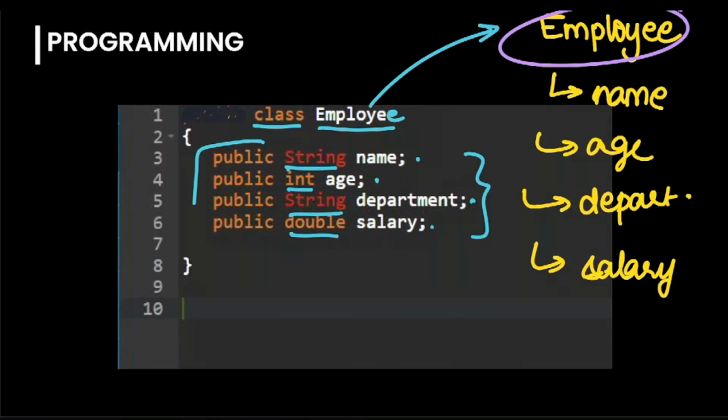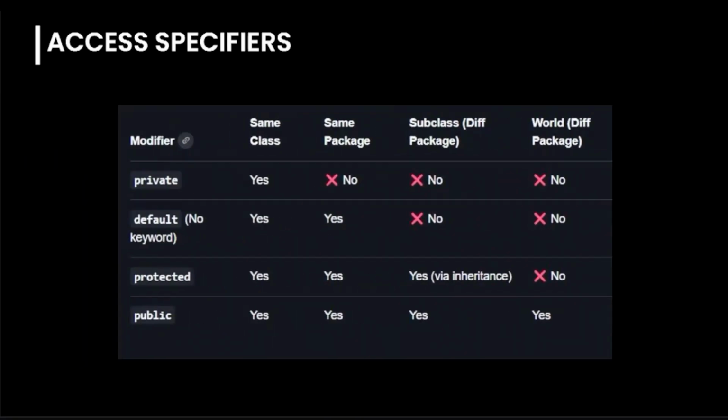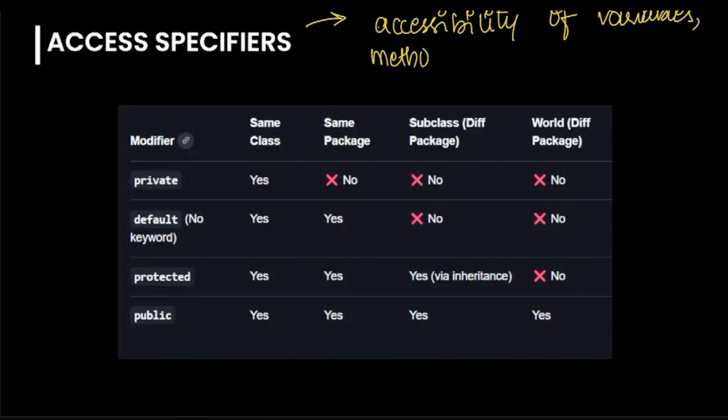Now look at what comes before that. You look at this word public. What is this? This is what is called an access specifier. Now, what exactly are access specifiers? Access specifiers are keywords that control the accessibility of variables, classes, or methods in Java. Now, if you look at examples, we have 4 main access specifiers in Java: private, default, protected, and public.